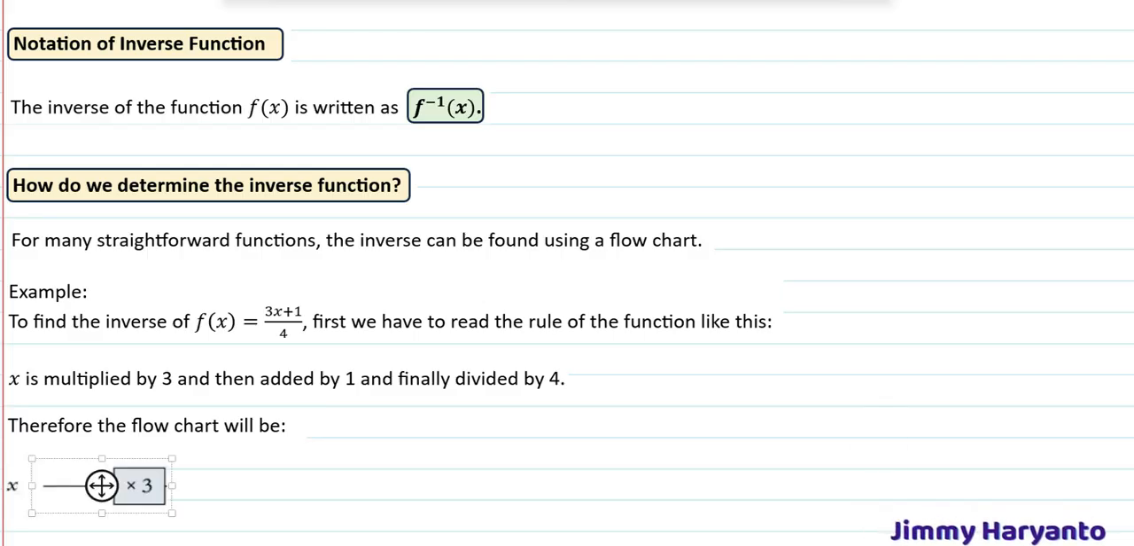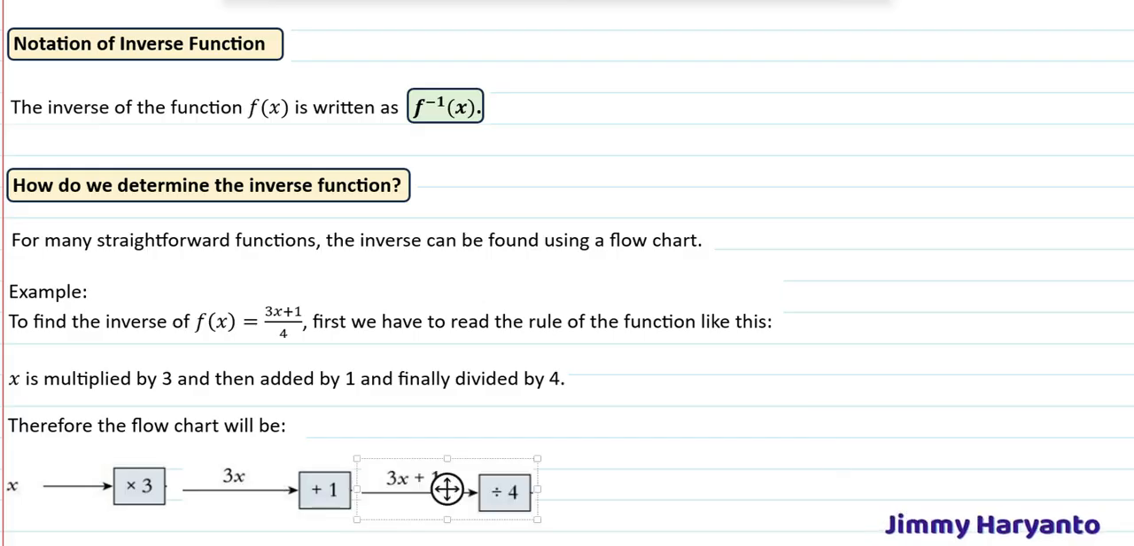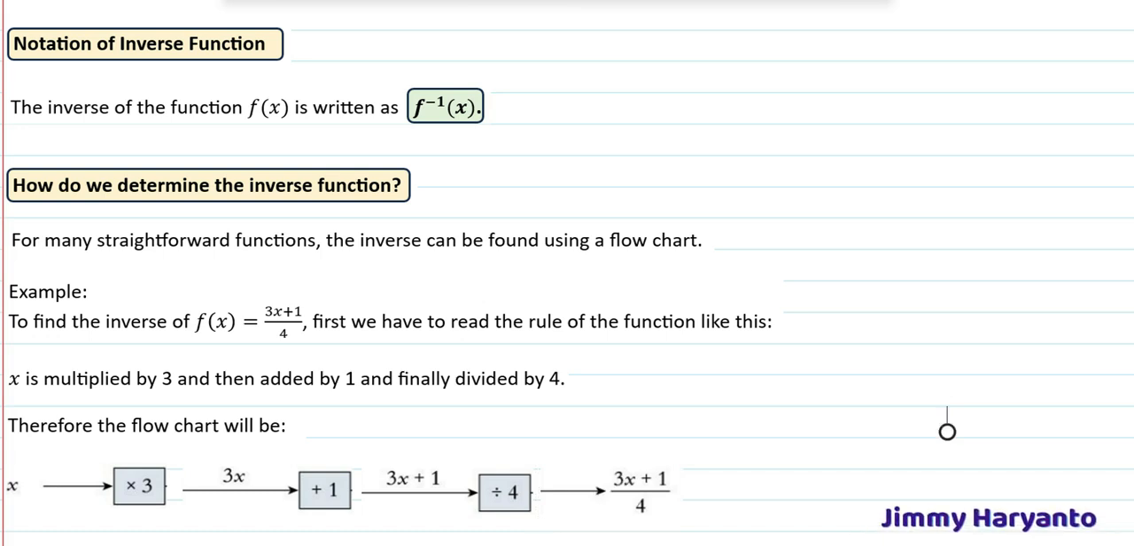Starting from the x, multiplied by 3, it will become 3x, and then added by 1, it will become 3x plus 1, and then divided by 4, it will become (3x + 1) over 4. Yes, this is the correct flowchart for the function f(x).